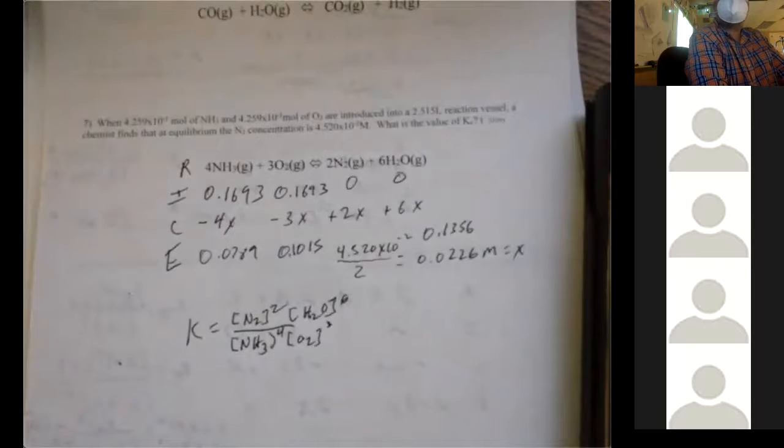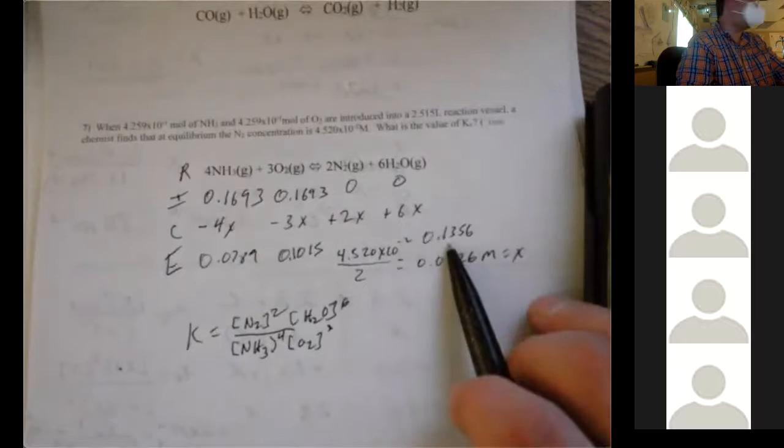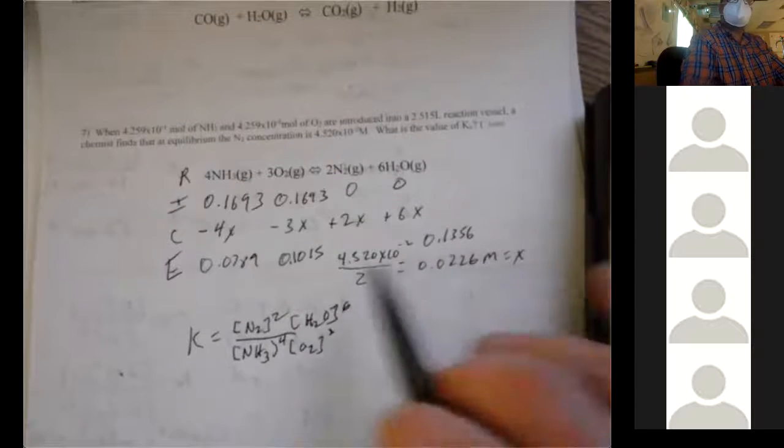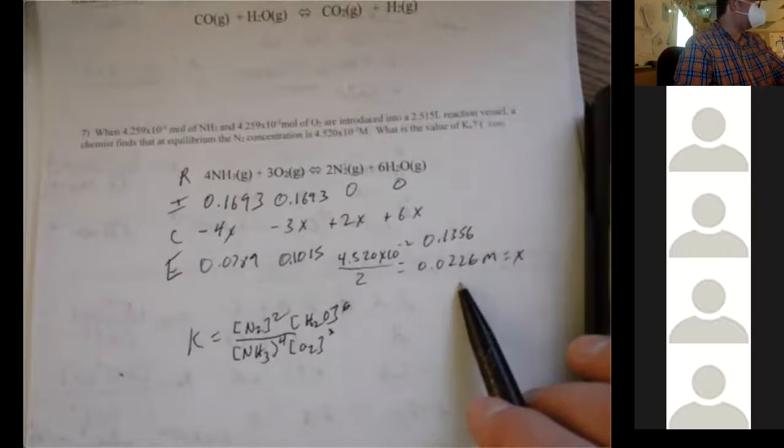0.0266, 0.1356, so all of those. Or those are like, that's 6X. Yeah, so this is X, right? So I multiply it by 6 to get this. And you have to use the X that you found, yeah.